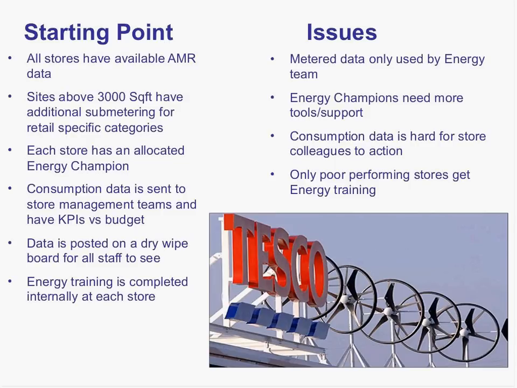The main categories are refrigeration, lighting, ventilation, our hot chicken ovens, and our petrol filling stations. We had an energy champion in each store, again the ones over 3,000 square feet, and that was a fantastic piece of resource from our retail teams.